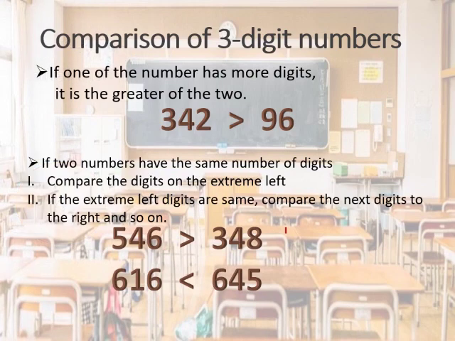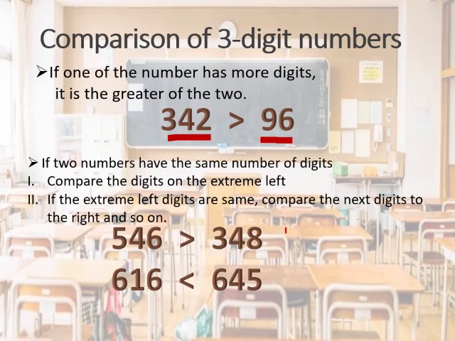Now, we will compare some bigger numbers. Let's find some tricks to compare 3-digit numbers. First is to count the number of digits in each number. The number with more digits is greater. In this case, we need to compare these two numbers. Firstly, we will count the number of digits. On one side, we have 342 and the number of digits is 3. And on the other side, we have 96 and the number of digits is 2. The number with more digits is bigger. So 342 is greater than 96. Mouth open towards the bigger number.